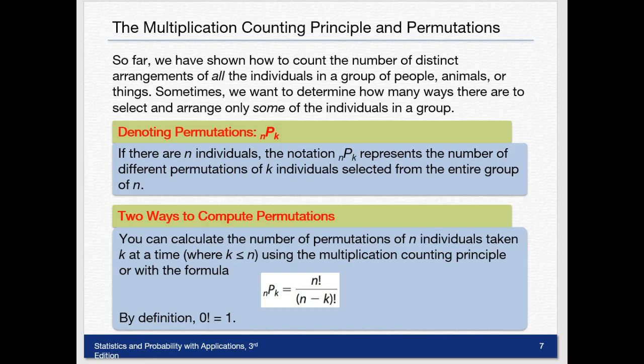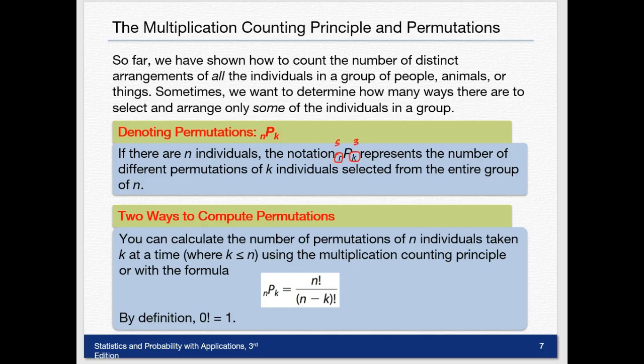Sometimes you want to determine how many ways there are to select and arrange only some of the individuals in a group. If there are n individuals, the notation nPk represents the number of different permutations of k individuals selected from the entire group of n. Let's say you had 5 photographs, but you didn't want to choose all 5, you chose 3. So n would be 5, and you'd choose 3.